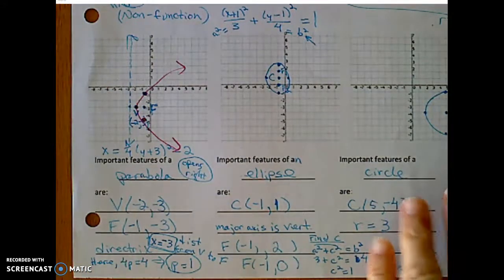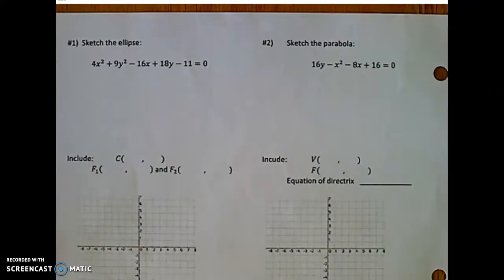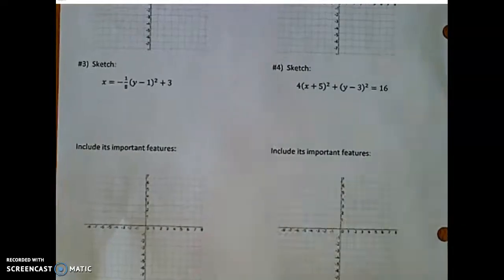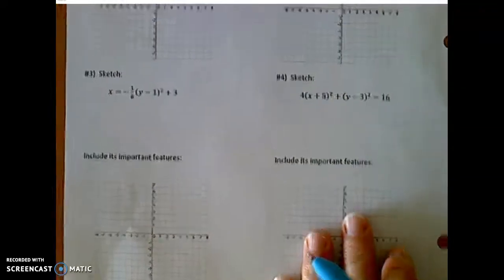Alrighty, ladies and gentlemen, thanks for tuning in today. I hope you're having a good day, and try for homework tonight, and I will post the solutions. Try to recognize what each of these things are, just from the equation, why those things are what they are. An ellipse, a parabola, what are these things down here at the bottom, and if you can start to sketch those things, that would be great. Alrighty, and include the important features.